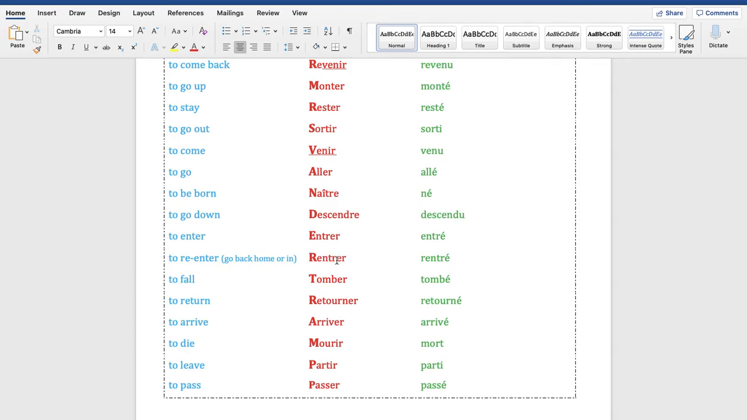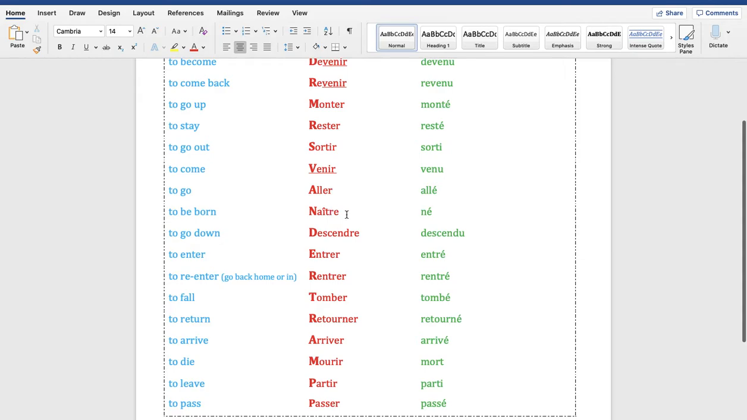In fact, rentrer is entrer, just with an R in front of it, meaning to re-enter or to come back home, to go back to school, to come back to something. Tomber, regular once again. Tomber, retourner, ER once again. Arriver, arriver. Mourir is our fifth and final irregular one. And it kind of goes with naître, if you think about it. Naître means to be born, and it's né, it's irregular. Mourir means to die. So they're opposites, and it is irregular.